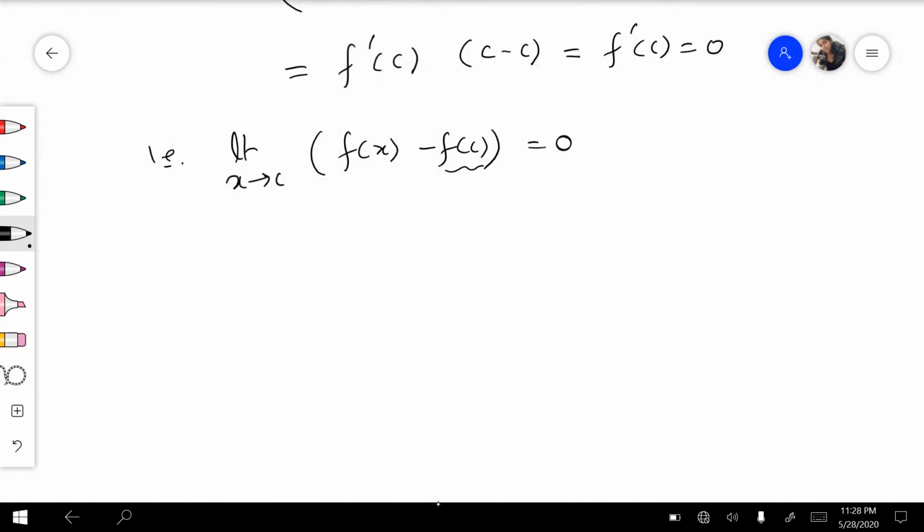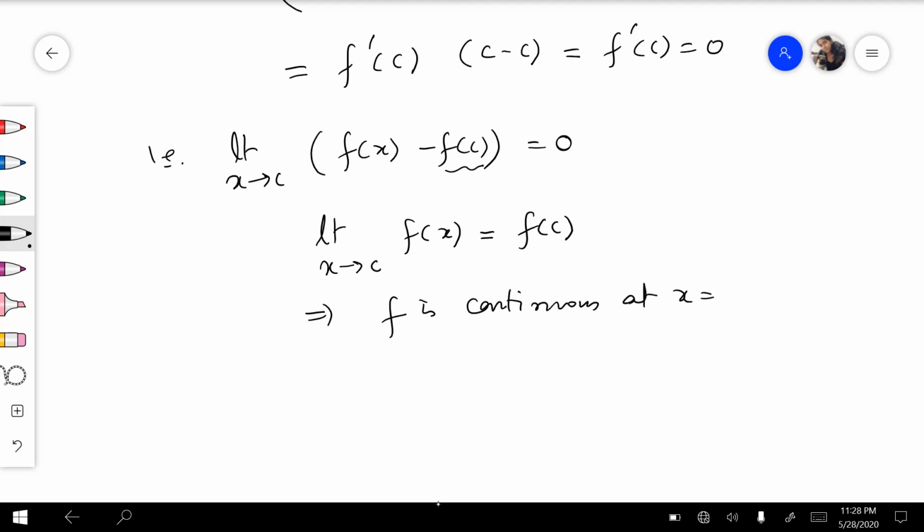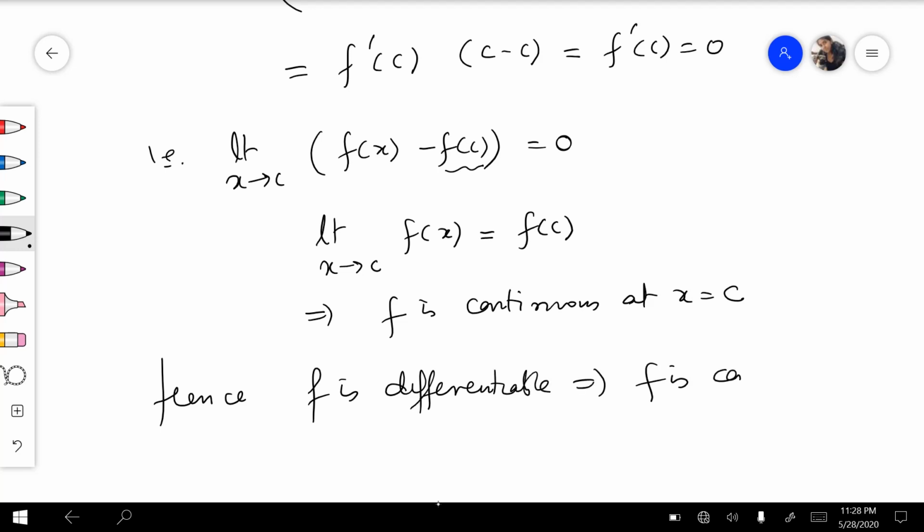Since ये टर्म जो है x से इंडिपेंडेंट है, तो I can write this expression as limit x approaches c of f(x) is equal to f(c), which shows that f is continuous at x equals c. Hence, f is differentiable implies f is continuous.